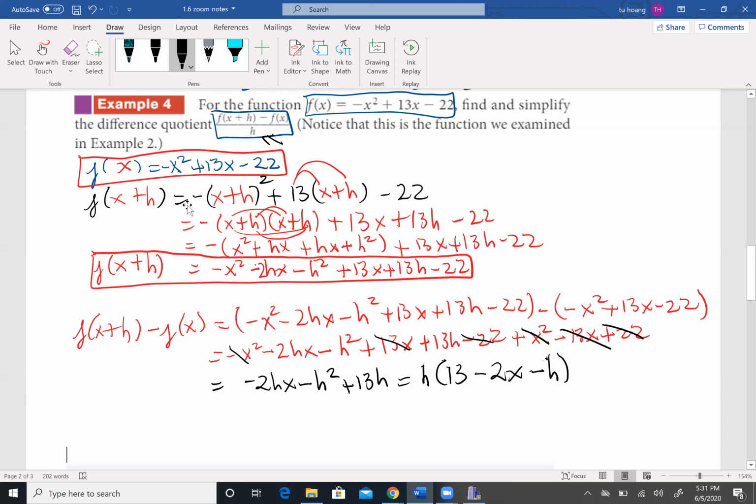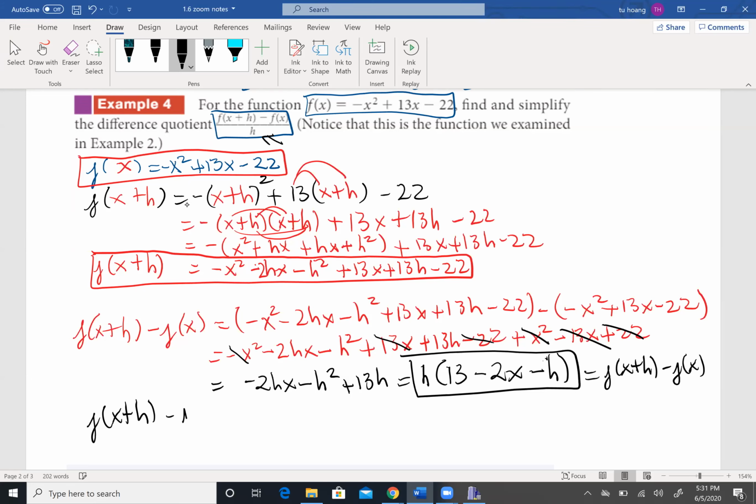Okay, now you can circle this to make sure you don't forget it. This is what it is: f(x + h) - f(x). Okay, and now substitute. You have [f(x + h) - f(x)] divided by h. This will be equal to what? h(13 - 2x - h), right? That is the top. The bottom is h.